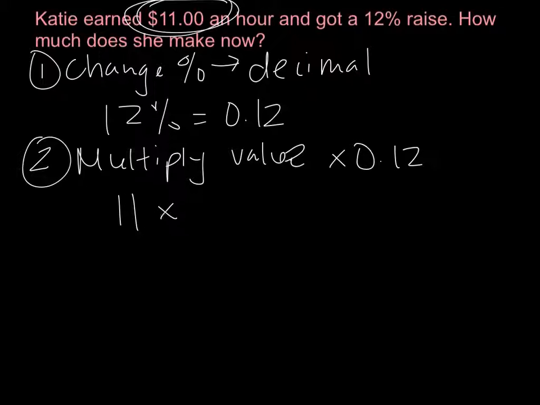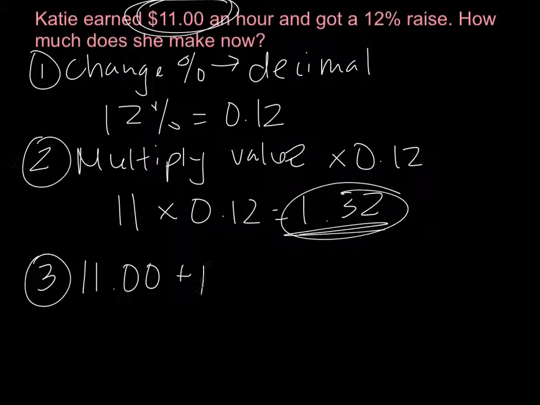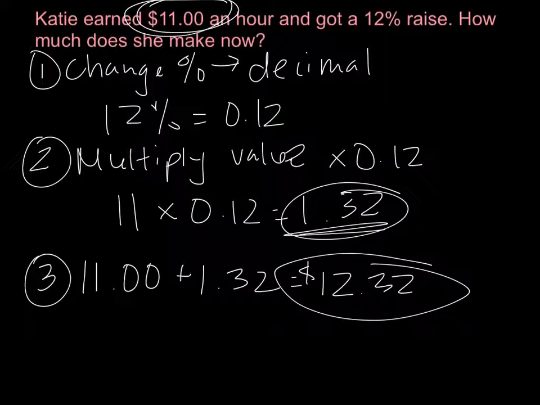So 11 times 0.12 is 1.32. So this number is not our answer, but that means she makes $1.32 more an hour. That's 12% of 11. That's how much more she makes. So since she got a raise, we're going to add $11 to what she's making more. So her total salary is $12.32 an hour.